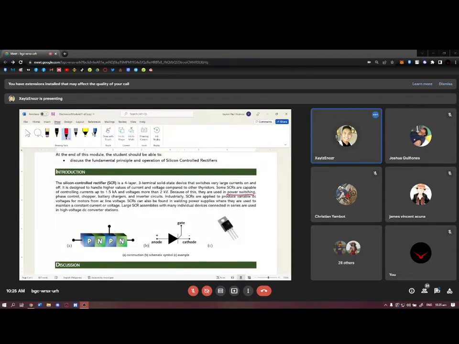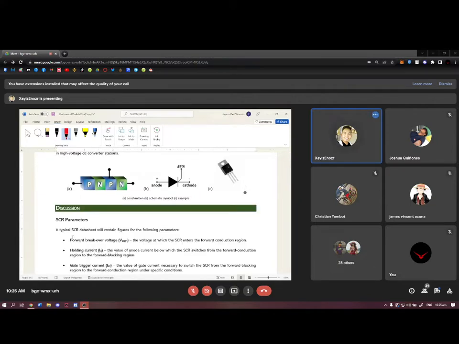power switching, phase control, as chopper, battery charger, and inverter circuit. So industrially, SCRs are applied to produce variable DC voltages for motors and AC line voltages. SCR can also be found in welding power supplies where they are used to maintain a constant current or voltage. Large SCR assemblies with many individual devices connected in series are used in high voltage DC converter stations.